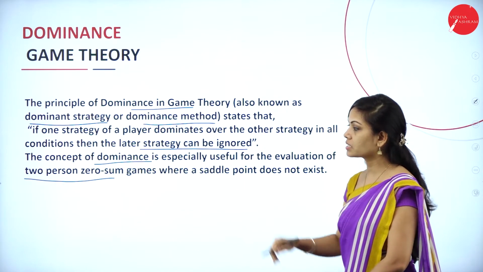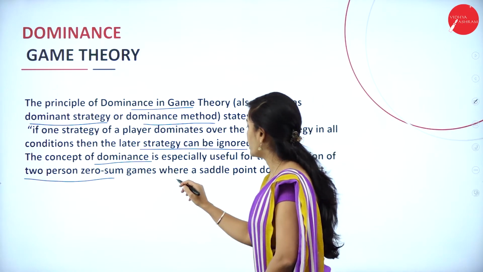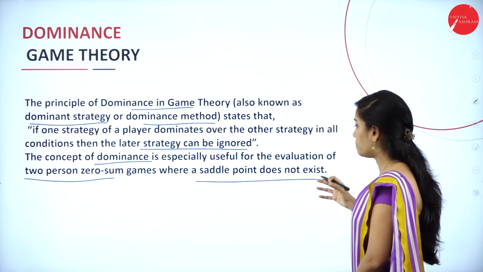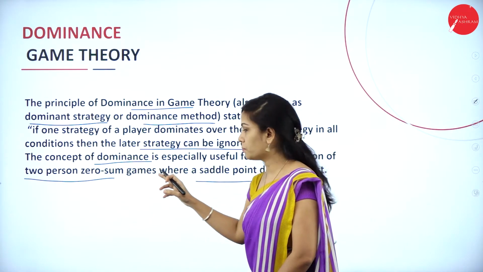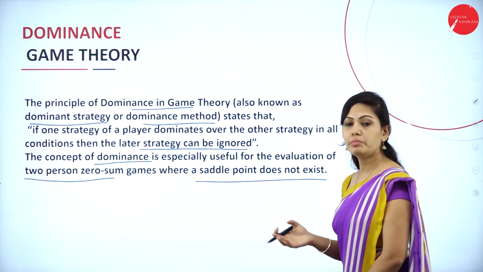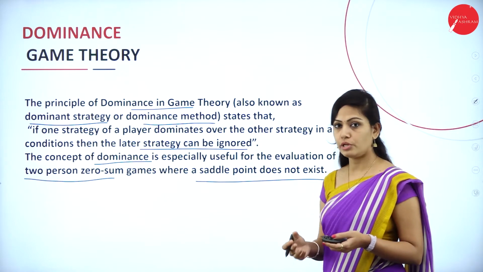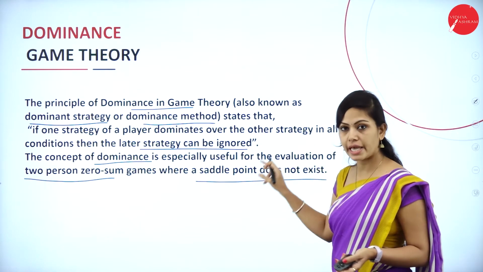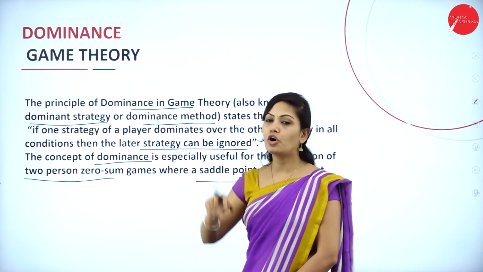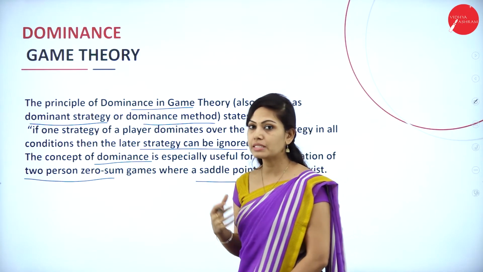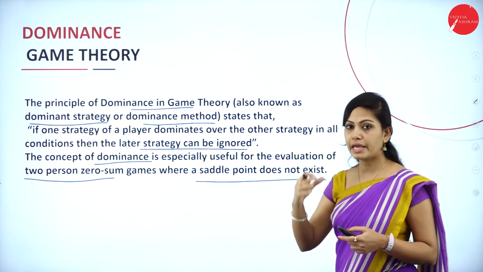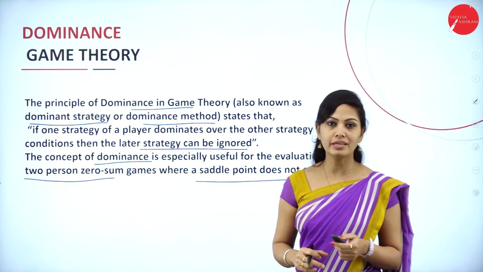Already I have discussed two-person zero-sum games, where a saddle point does not exist. So this dominance rule we apply in two-person zero-sum games where a saddle point does not exist. If there is a saddle point, the minimax value should be equal to the maximin value. If a saddle point does not exist, we apply this dominance rule. I will explain all this concept with an example, then you can easily understand.